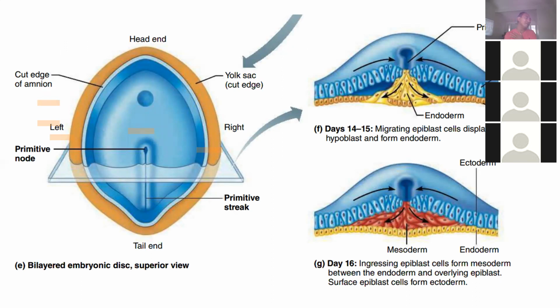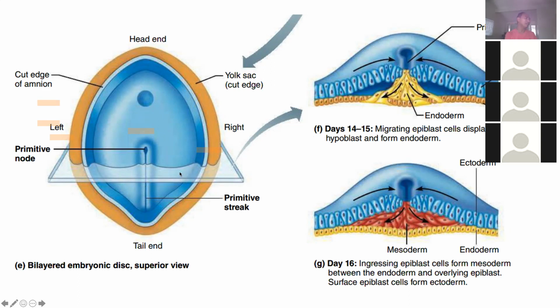So this is the bilayer, two-layer germ disc, two-layer embryonic disc. And if we make a cross section here, this is the two-layer: the blue color is the epiblast and the yellow color is the hypoblast. So at this stage, at 2 weeks, we only have two layers. Because of the gastrulation process, we have to change the two layers into three layers. And how do they change?